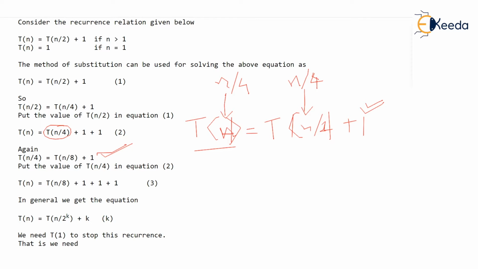So if you just put this value of Tn by 4, that is Tn by 8 plus 1, in equation 2 at the place of Tn by 4, then this entire equation will become Tn is equal to Tn by 8 plus 1. Just check this all thing which I am marking here. This thing is Tn by 4 plus 1 plus 1. I hope you are understanding. This is equation 3. So are you getting some pattern here? Yes, definitely we are getting a pattern.